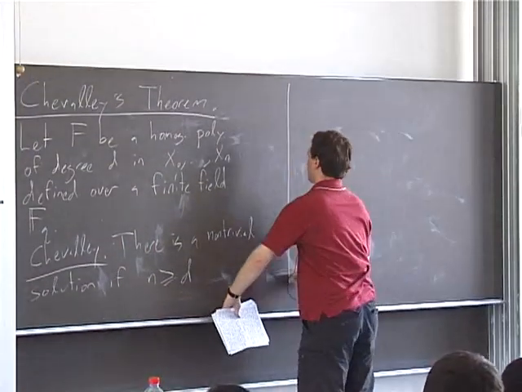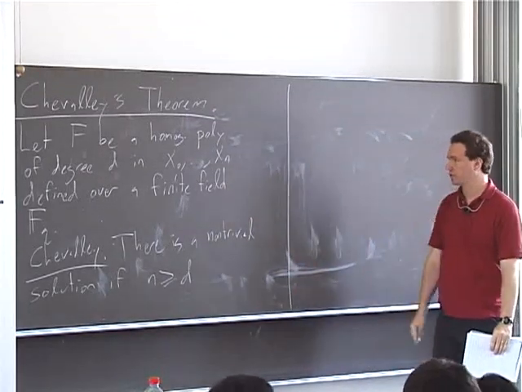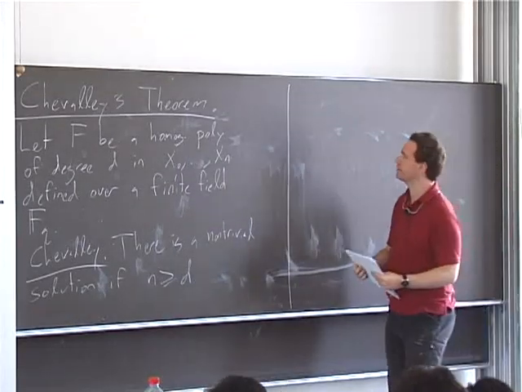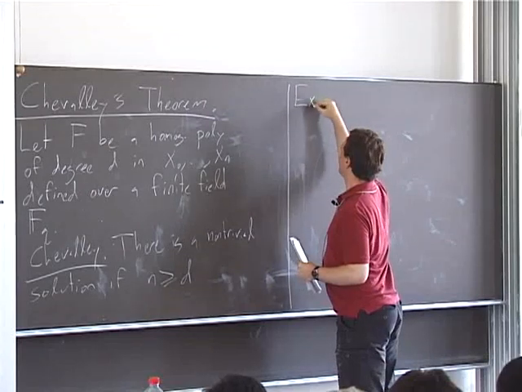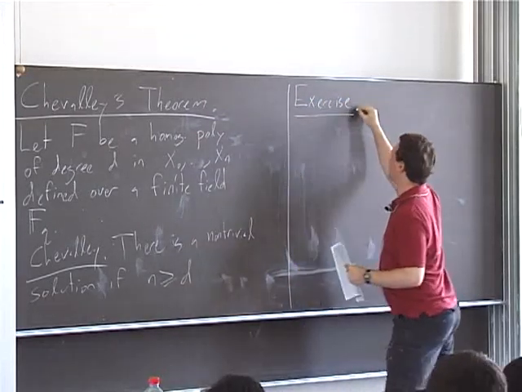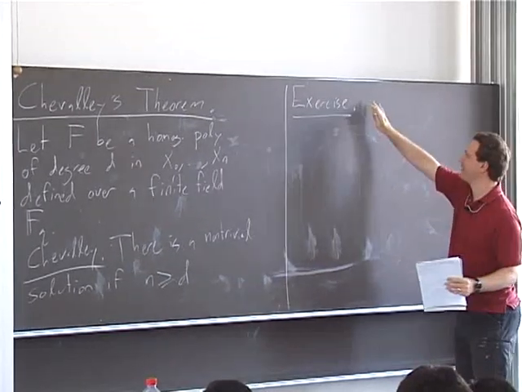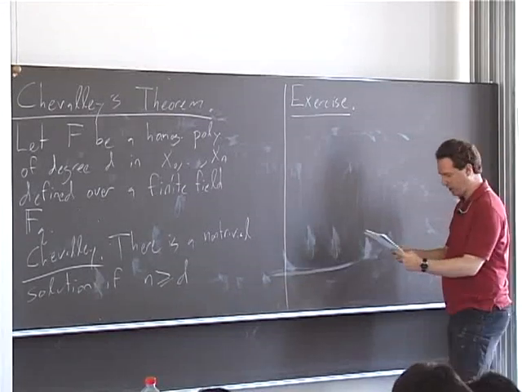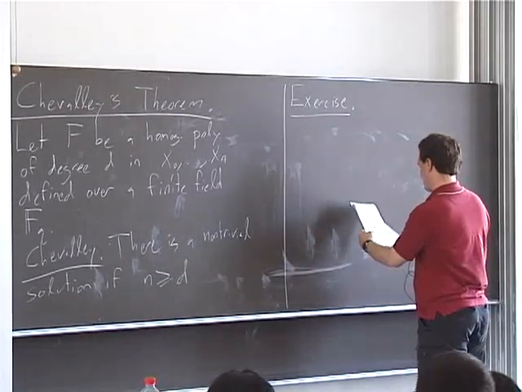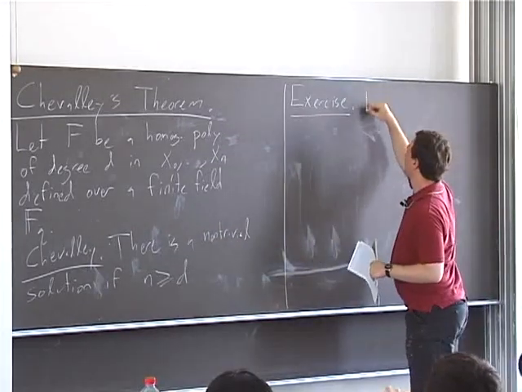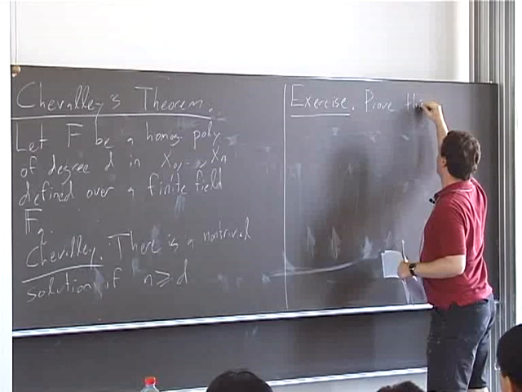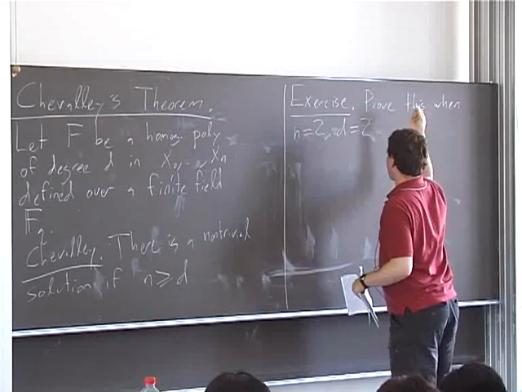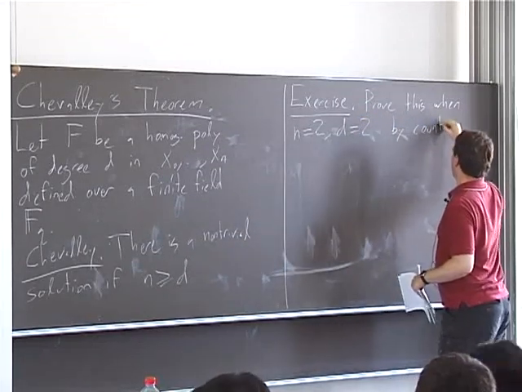So it doesn't matter what the polynomial is. As long as n is bigger than or equal to d, then there is a solution. And the proof of this isn't that hard. You can find the proof written down in a number of places. But to give you some idea of what's going on, which I think will have a greater impact than just seeing the proof, prove this when n equals 2, d equals 2 by just counting. What do I mean by that?